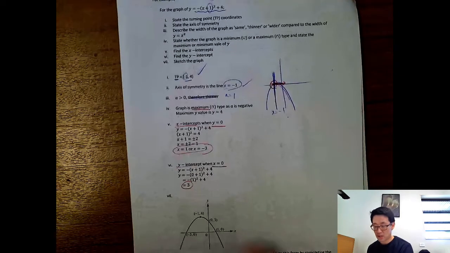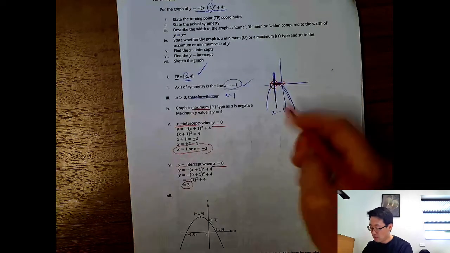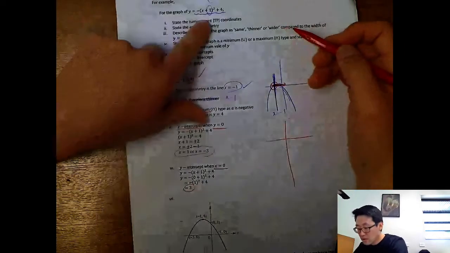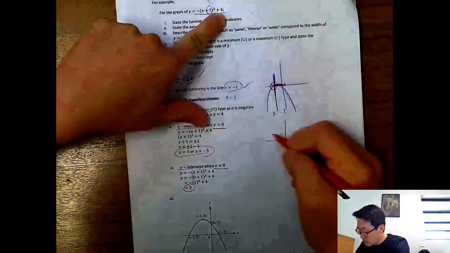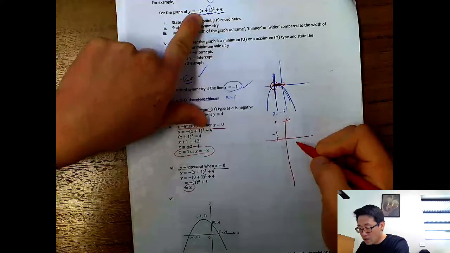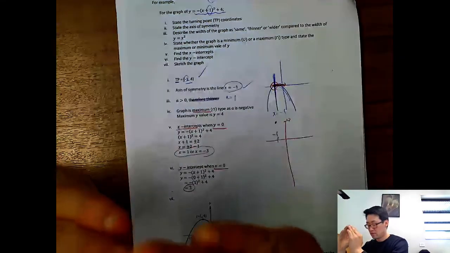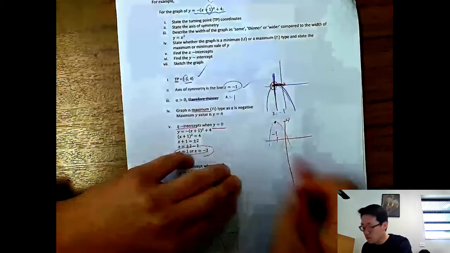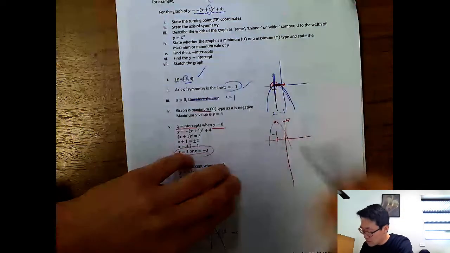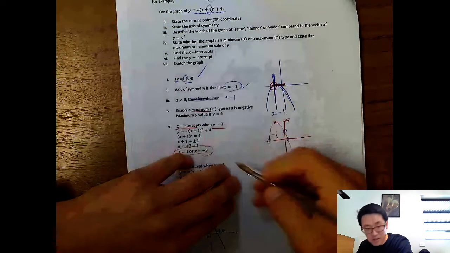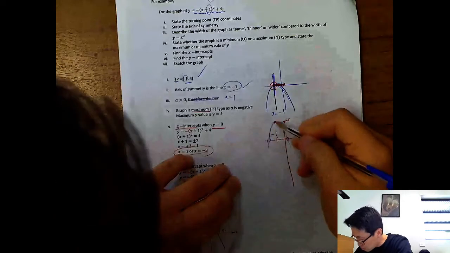Okay, but in this case, you draw first. The turning point is -1 and 4, it's a negative reflected parabola, so roughly we'll have something like this, isn't it? I'm not sure about the y-intercept and x-intercept because we haven't got those yet, but I know it looks something like this.